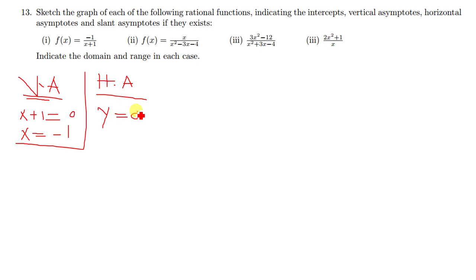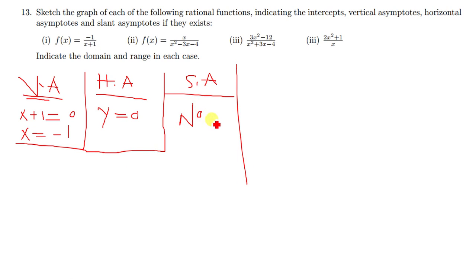Let's quickly move on to finding the slant asymptote. Whenever you find an equation with a horizontal asymptote, in most cases it normally has no slant asymptote. Why? Because the numerator there is less than the denominator, so we have no slant asymptote.